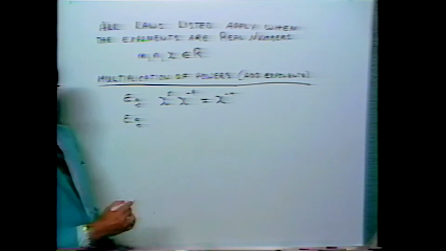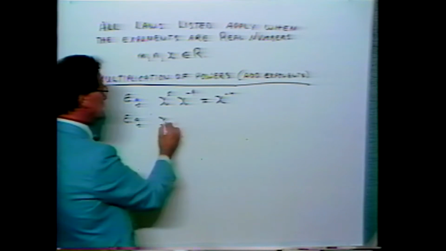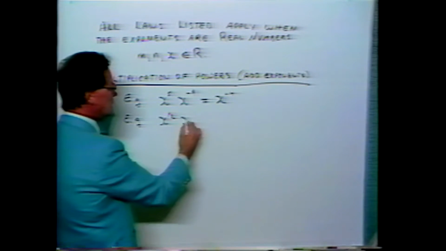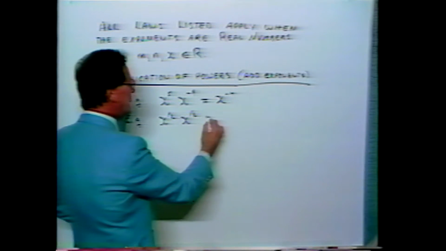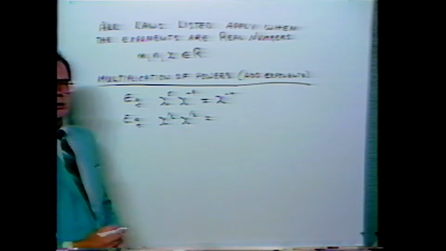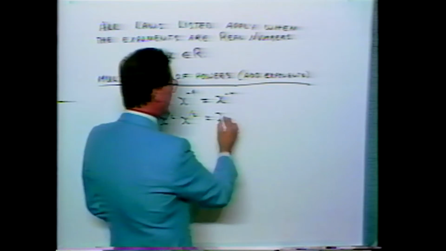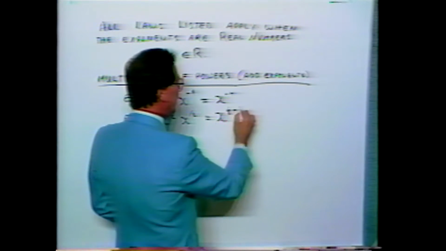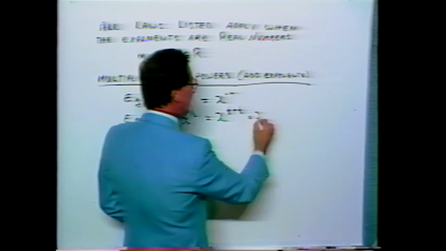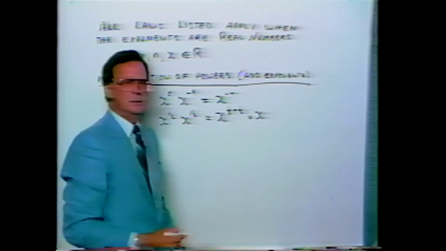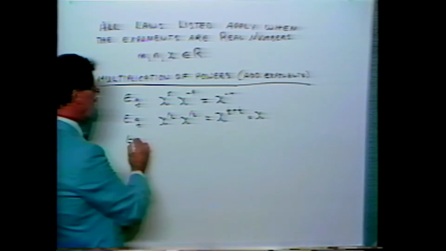Another example, x to the 1/2 multiplied by x to the 1/2. This is equal to x to the 1/2 plus 1/2, and that's equal to x to the 1, or 1 understood.